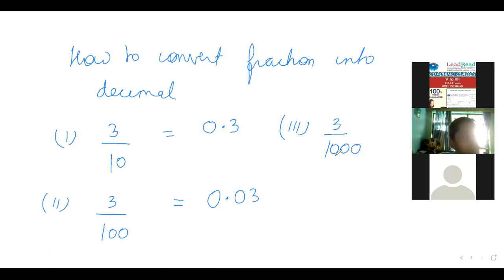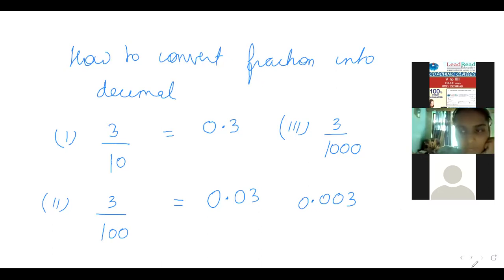If I take another example like 3 upon 1000, it has 3 zeros, so I have to have 0.003. Ma'am, what if there is no zero in the denominator?